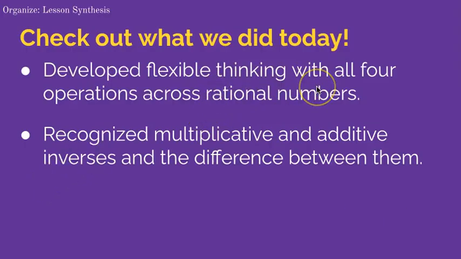So we worked on some flexible thinking with all 4 operations across rational numbers. We talked about multiplicative and additive inverses and differences between those. In other words, adding a negative when you're subtracting a positive, or when you're subtracting a negative, it's the same as adding a positive, or with a multiplicative inverse, when you're talking about dividing by a number, it's the same as multiplying by its reciprocal. Reviewed those concepts today, all right?